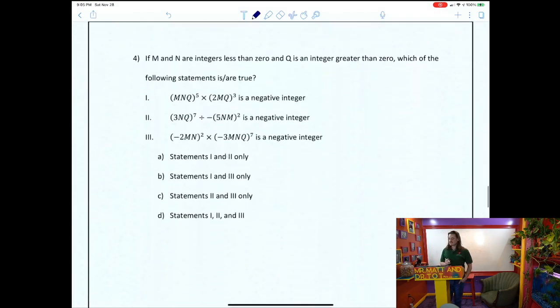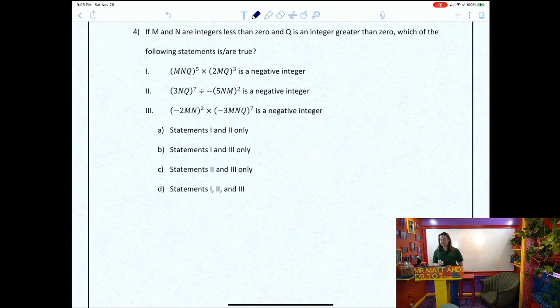Question 4 asks, if m and n are integers less than 0 and q is an integer greater than 0, which of the following statements is or are true? Statement 1 says the quantity m times n times q, quantity raised to the 5th power, times the quantity 2 times m times q, quantity cubed, is a negative integer.